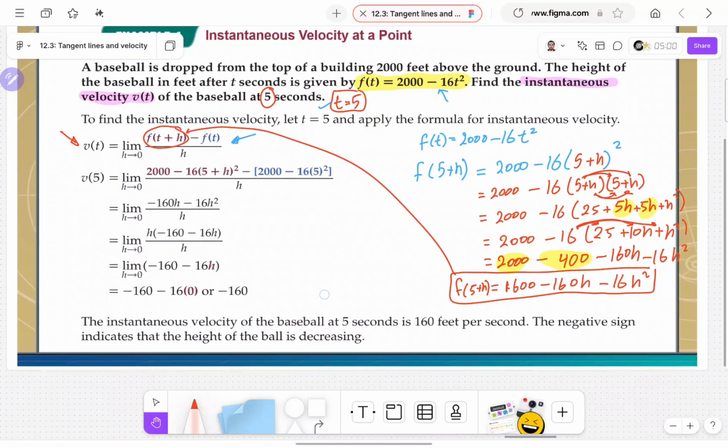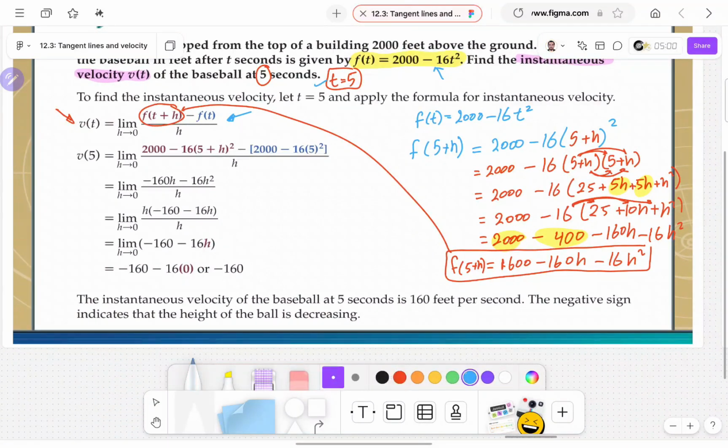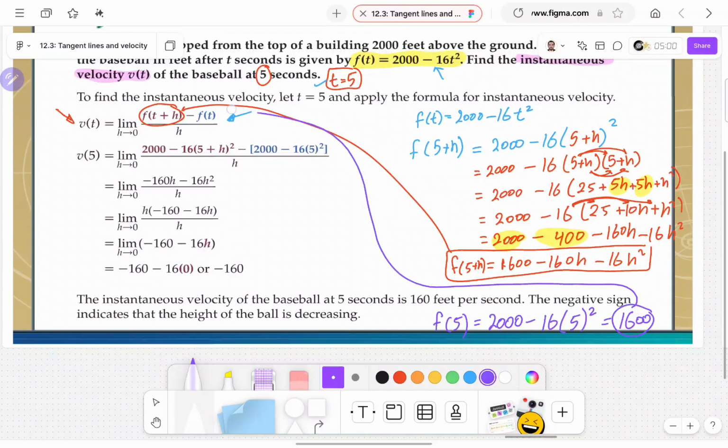Now let's find f of t, and we know that t is equal to 5. You can write it down here. So f of 5: I need to replace every t with 5, so it will be 2000 minus 16 times 5 squared, which is equal to 1600. So now I need to replace this one here and this f of t. If I replace them, I will get this equation.